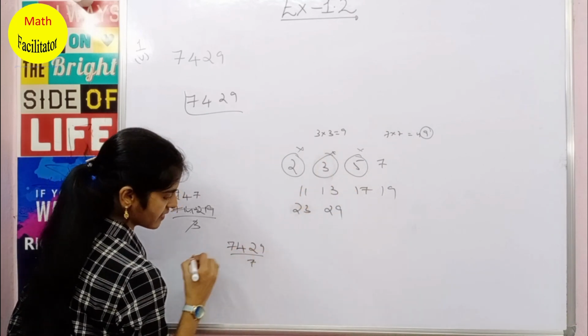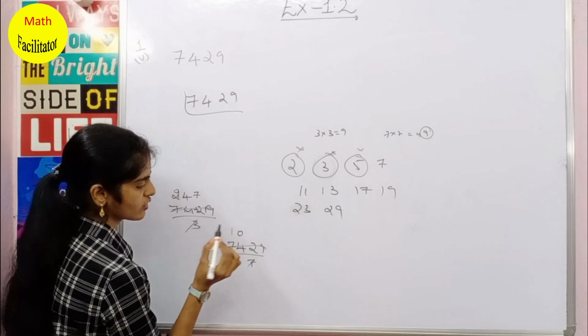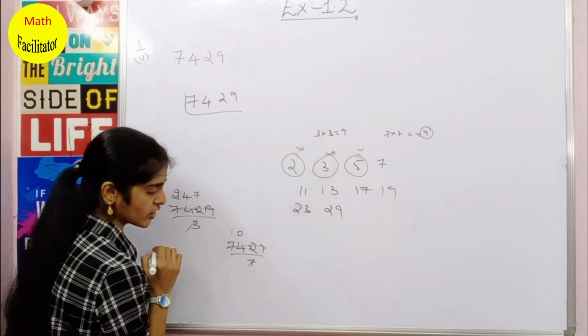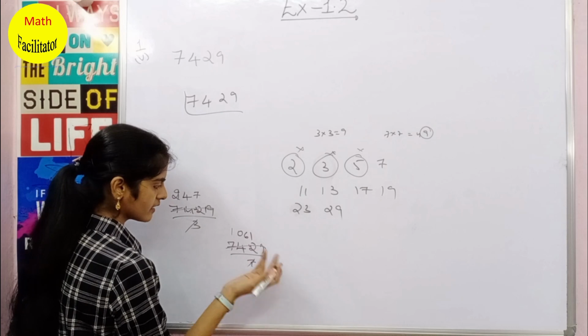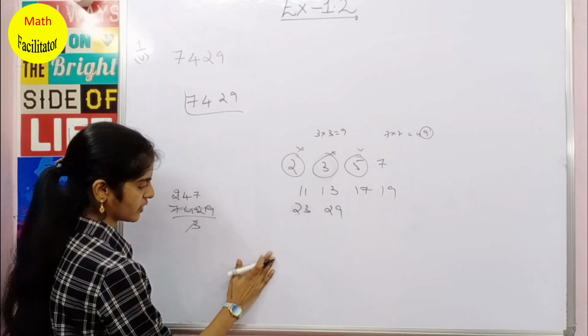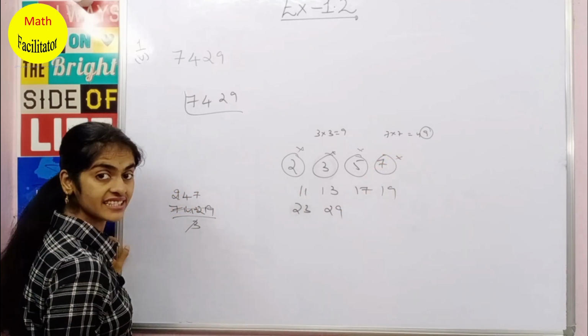7429 divided by 7. 7 1s are 7. Okay, so 4 is not divisible, so you'll write 0. Now this becomes 42. 7 6s are 42. Now here 9, it is not divisible, you will get a decimal point. Okay, so now this case is also ruled out. Now let us check with 11.